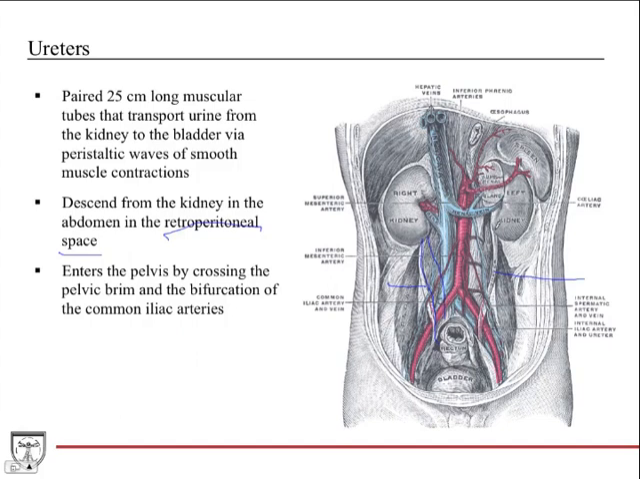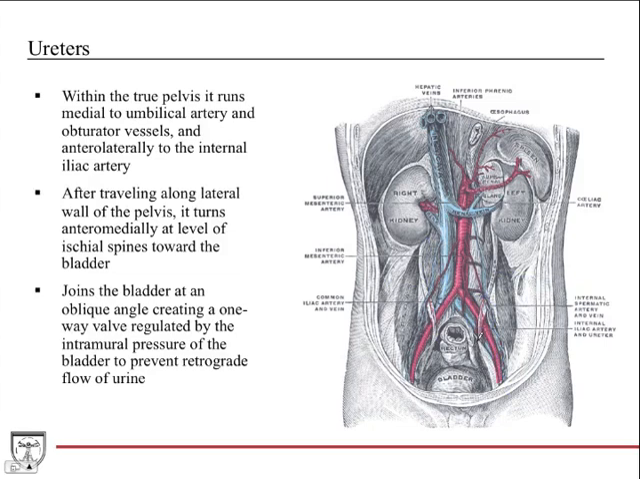So when it travels down, it travels down retroperitoneal, and then it enters the pelvis by crossing over the pelvic brim. The pelvic brim is about right here where the iliacs are, and it's where the common iliac bifurcates into the internal iliac and then the external iliac here. So this is where it enters the pelvis. Once within the true pelvis, once it's crossed over the brim, it runs medial to the umbilical artery and obturator vessels, and then anterolateral to the internal iliac. So here's the iliac here, and it's kind of traveling in here like this.